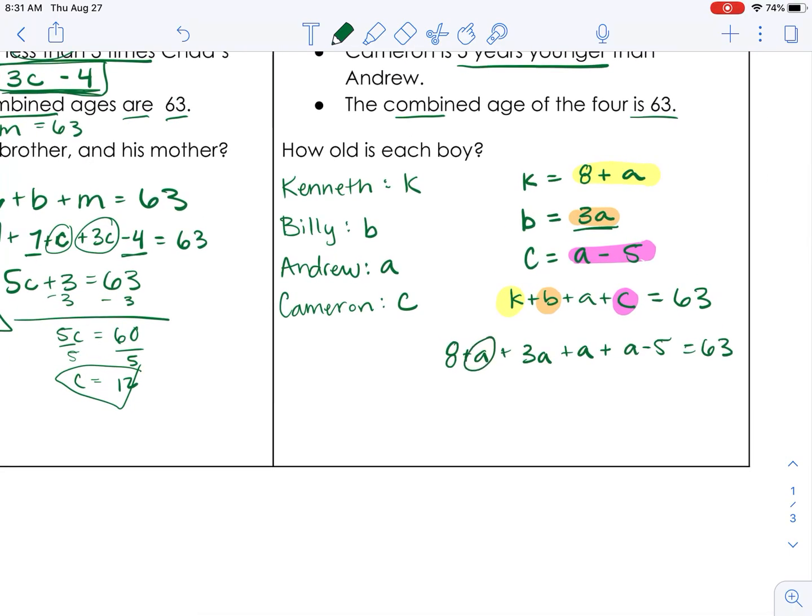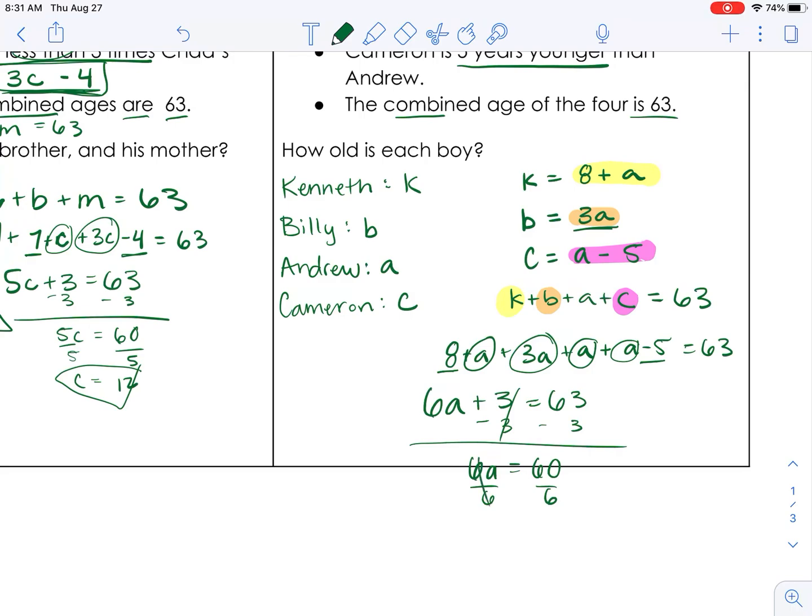Then we can combine like terms. So we've got an A, a 3A, an A, and an A. That's going to give us 3, 4, 5, 6A. Our constants are 8 and negative 5, so that's a positive 3, equals 63. We're going to subtract 3 on both sides, and 6A is going to equal 60. We'll divide by 6, and A equals 10. All right, so I know that Andrew is 10 years old.